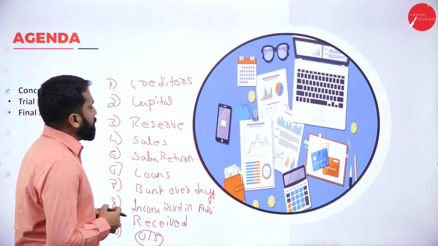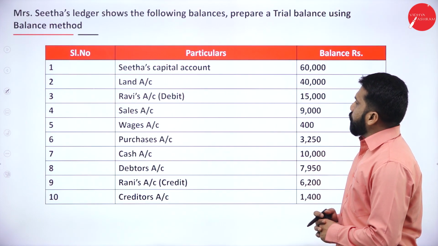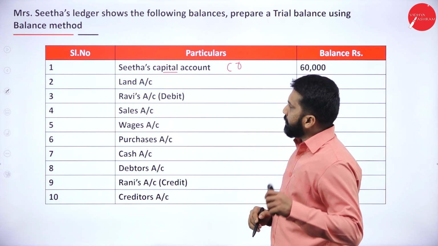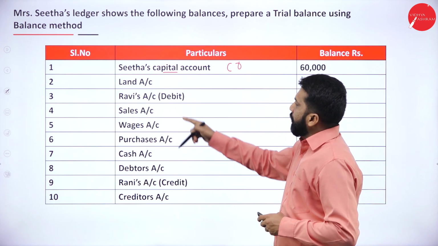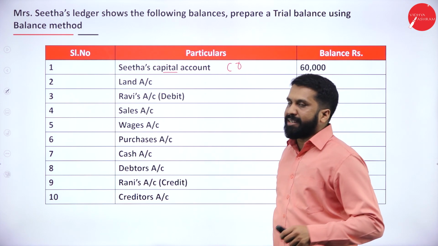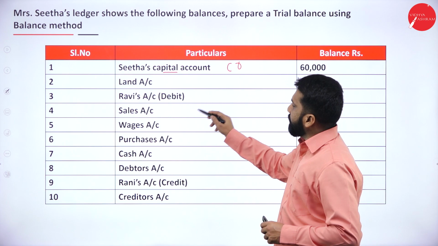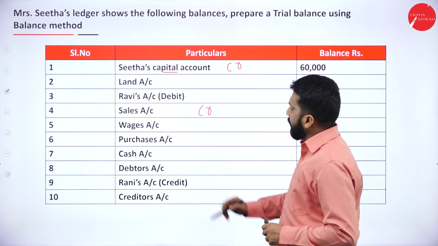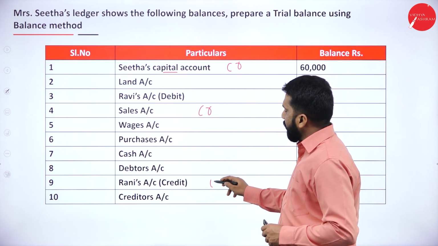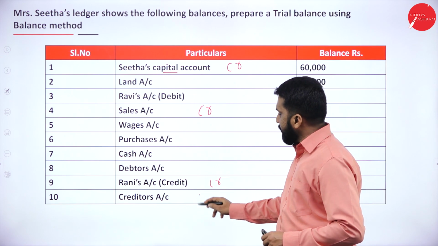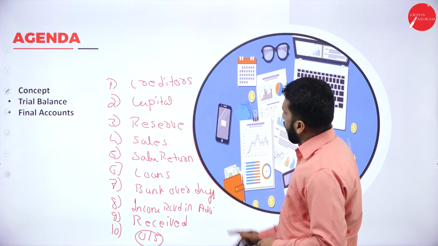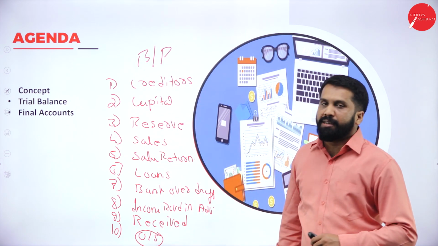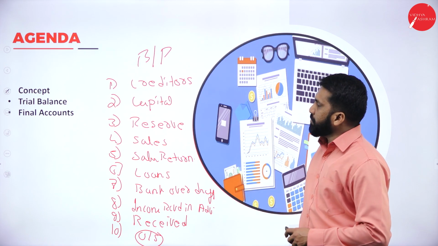Now, we'll go for the problem. So, these are the information we have. As per this, capital comes under where? Credit. Land. Do we have land in the list? No. Ravi, they only mention that it is debit, so will not consider. Sales, credit. Wages, no. Purchases, no. Cash, no. Debtors, no. Rani account, they have mentioned credit, so we write it in credit. Creditors comes under credit. One more we have not taken, I think. Bills payable. Bills payable also comes under credit side. So these are the items that come under credit.